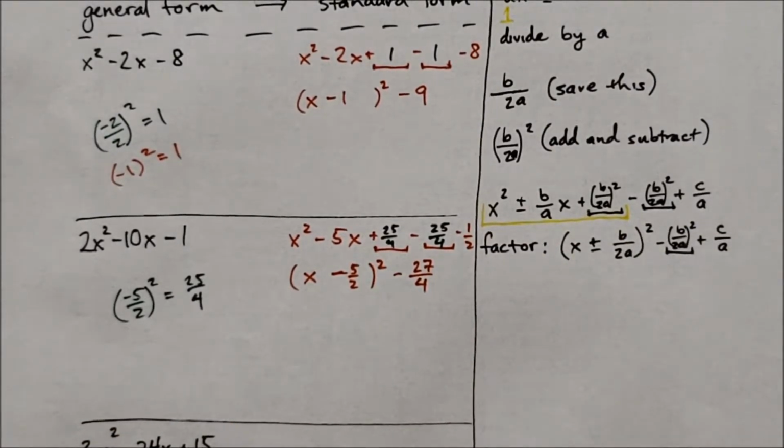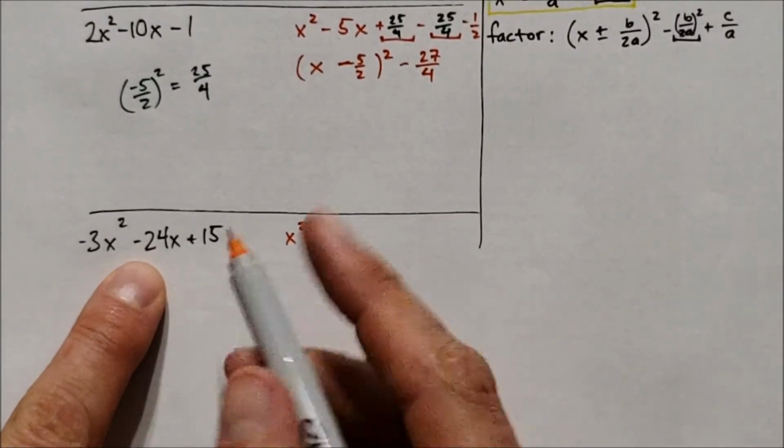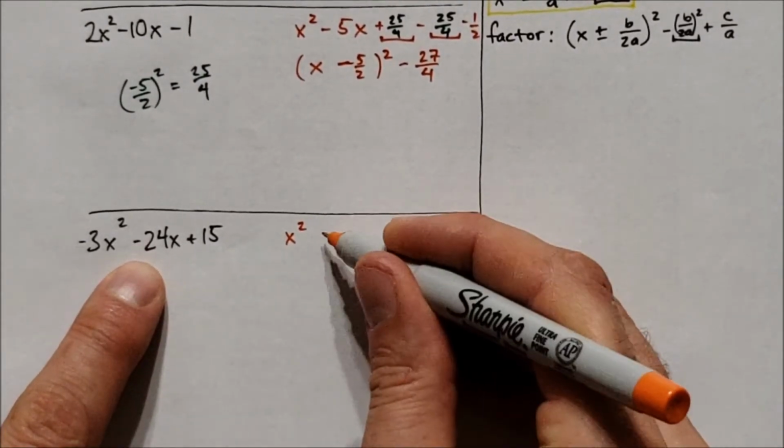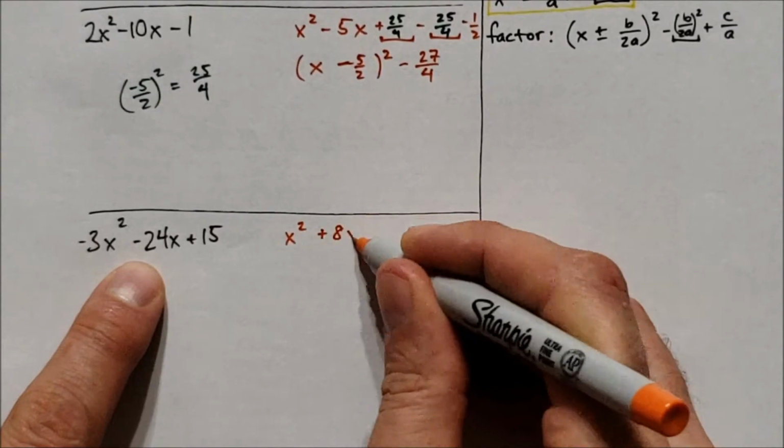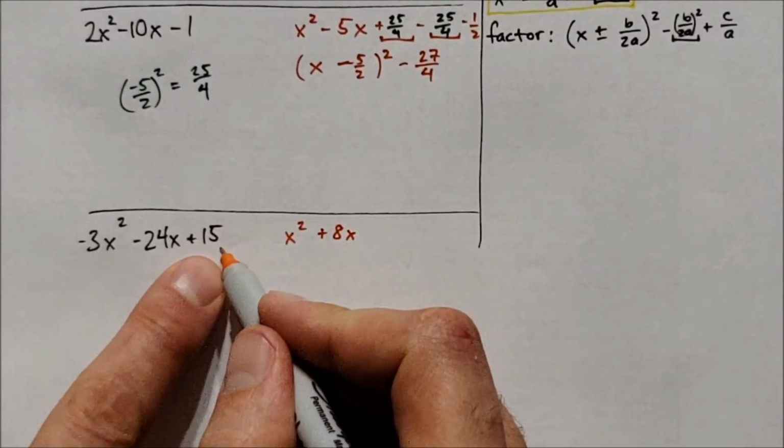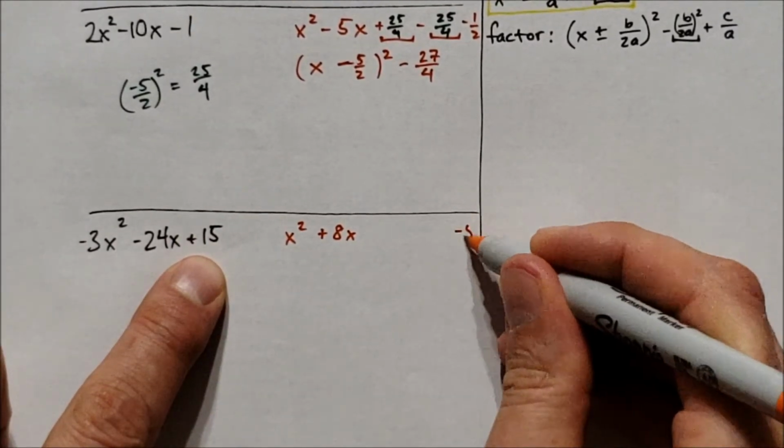The last example starts off with a -3x squared. We need to get rid of that -3. We're going to divide everything by -3 because we want a +1 in the place of the leading coefficient. So that gives us a positive x squared. Divide the second term by -3, gives us a positive 8x, and the last term is a -5.